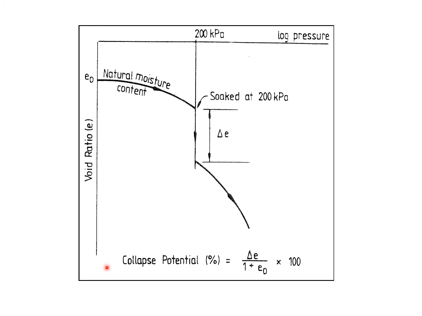As far as the collapse potential is concerned, it can be determined as a percentage using this formula: the decrease in void ratio at 200 kPa pressure, delta e, divided by 1 plus e naught, multiplied by 100. This is called the collapse potential. In this diagram, this axis is the void ratio, this is the log of pressure, and this is the 200 kPa pressure.